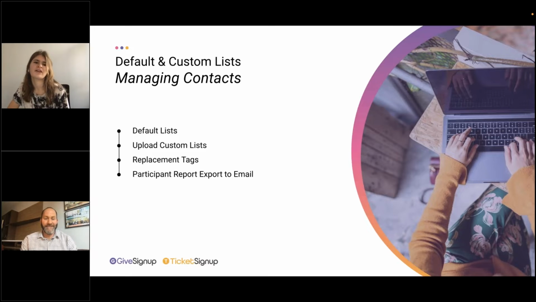Okay, now we're going to talk about managing your email contacts. So Steve mentioned at the beginning when we were going through the agenda that we were going to talk about this. So we're going to talk through our default list that we offer on the ticket platform, how to upload custom lists and what that looks like, how the replacement tags work that we offer, and then we actually aren't going to talk about this participant report export to email today because it's not available in tickets yet, so there's nothing really interesting to show yet. But that's coming in a future update.